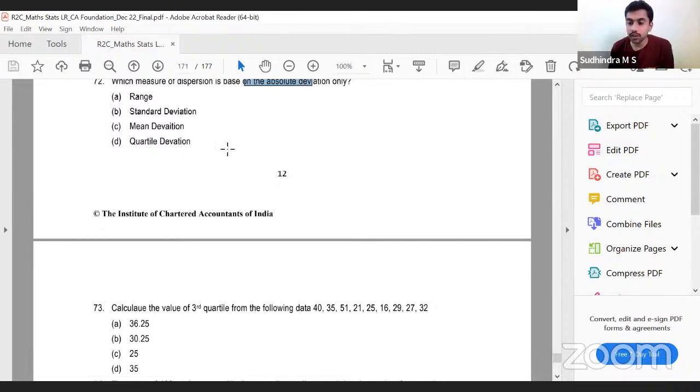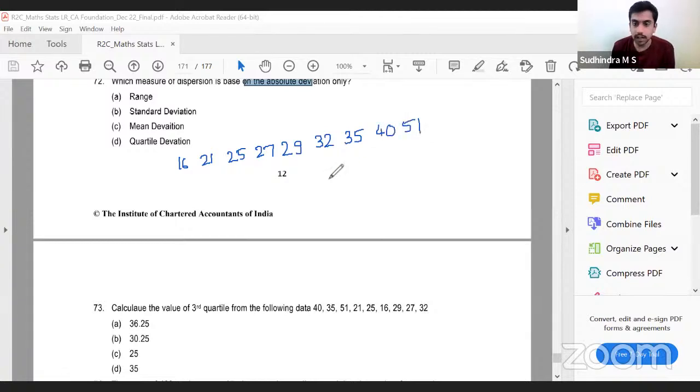What is the value of Q3 that we get? You have to arrange it in ascending order. 36.25. How did we get 36.25? What is the ascending order that we get? 16, 21, 25, 27, 29, 32, 35, 40, 51.